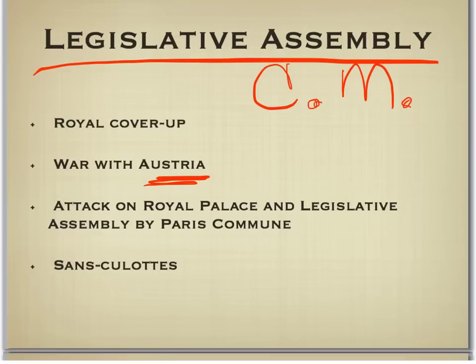The problem is the Legislative Assembly covers this escape up. They are not transparent. They lie to the people about Louis fleeing. They believe that if the population in France knew that the king had essentially committed treason and fled from the new government to try to go to Austria, that there would be riots in the streets and lots of bloodshed. So they cover it up.